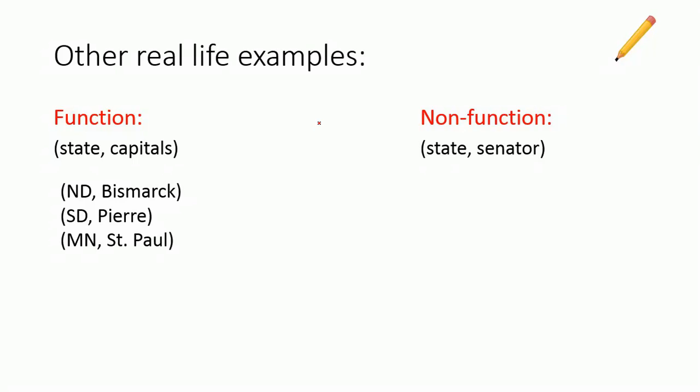Other real life examples: a function example would be states and capitals. Each state only has one capital. Like North Dakota only has Bismarck. We don't have multiple capitals. But a non-function would be a state to its senators. Our state senators are Hoeven and Heitkamp. So notice how one state has two outputs, aka one button on our pop machine is leading to a pop and a water. That is not a function. If someone says, what's your state senator, I don't know which state senator you're talking about, because there's two of them.